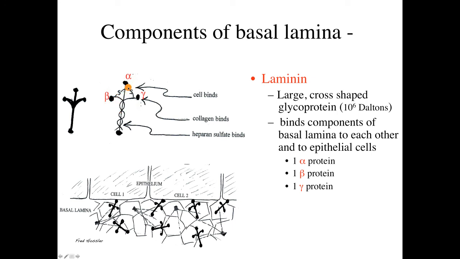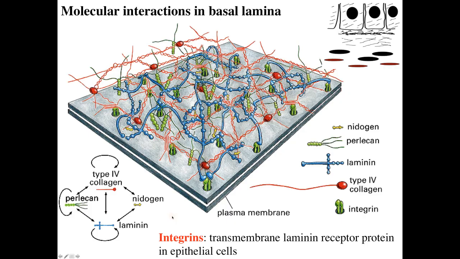And then it shows there are regions in the laminin molecule that bind to cells, there are regions in the laminin molecule that bind to collagen, and there are regions in the laminin molecule that bind to heparan sulfate. So the diagram on the bottom suggests that this laminin, not only is it binding to cells, but it's binding to a variety of some of the extracellular matrix proteins.